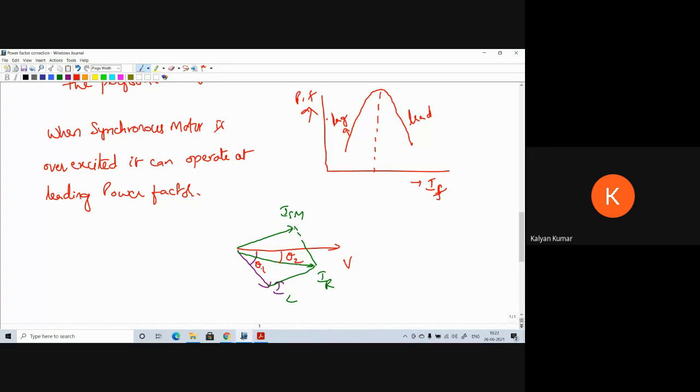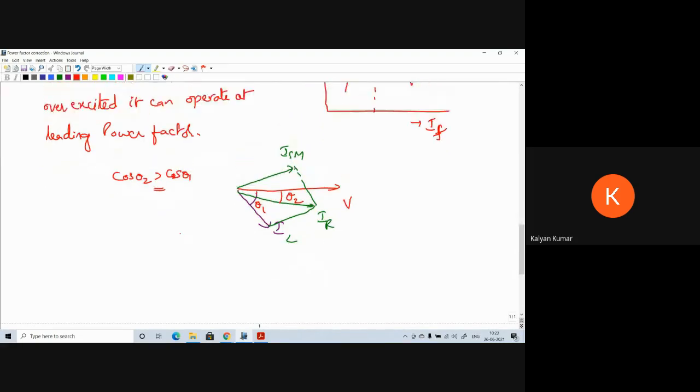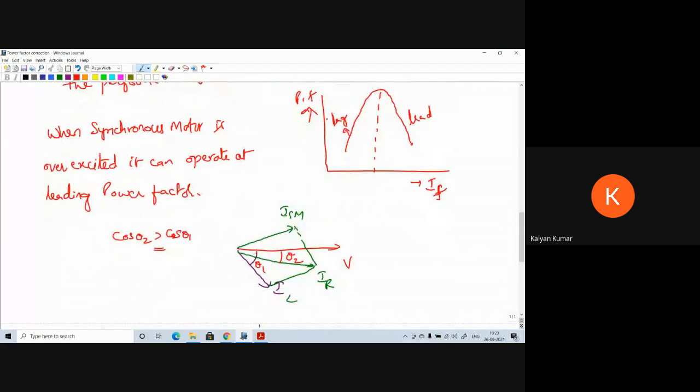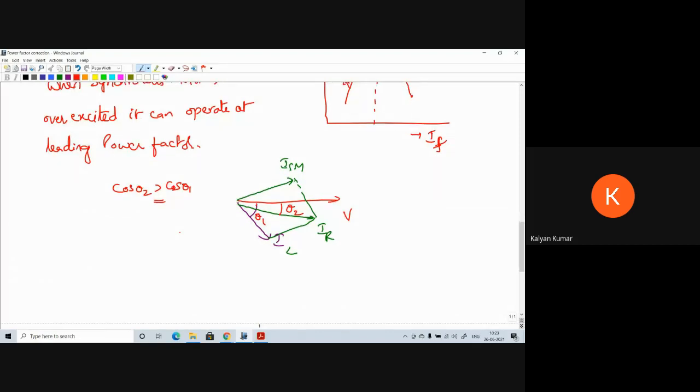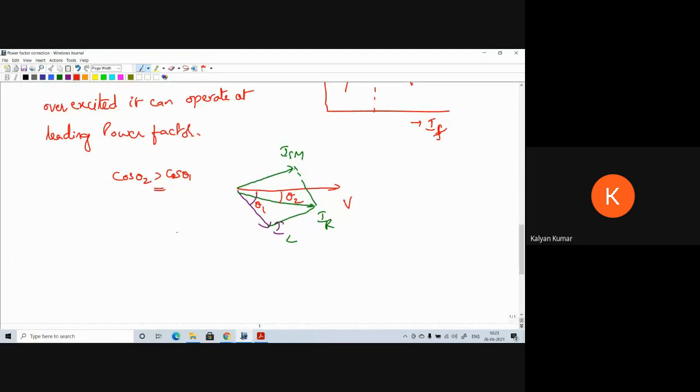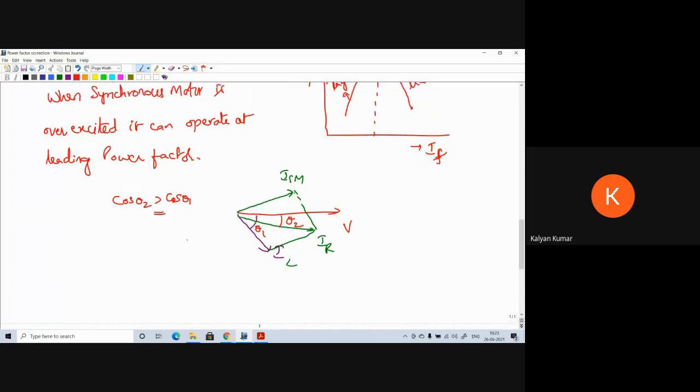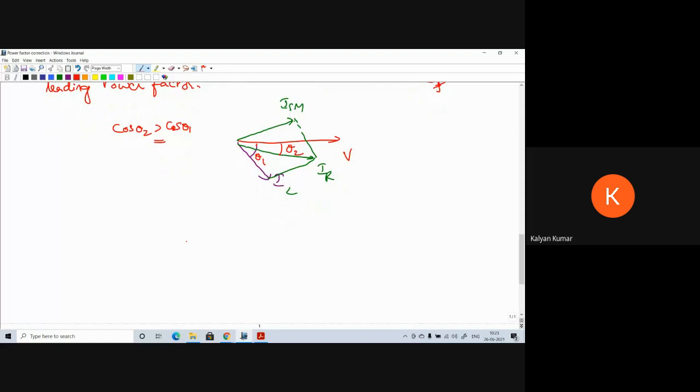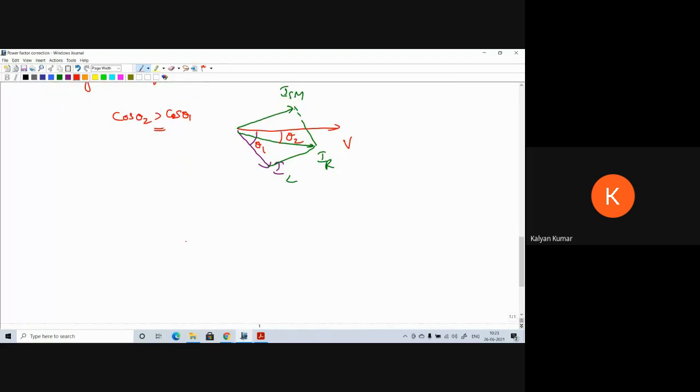So θ2 is less than θ1. As a result, cos θ2 will be more than cos θ1. Therefore, the power factor is going to be improved. As the power factor is increased, the current drawn from the supply is going to reduce. As the current reduces, I squared R loss reduces, voltage drop decreases, regulation improves, and the performance of the machines will increase. So, whenever we use a synchronous motor for the improvement of power factor without any load connected to it, it is called a synchronous condenser.